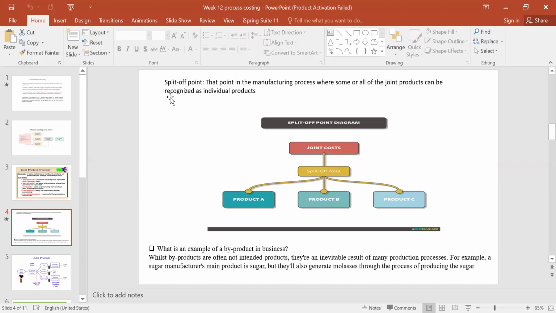For example, you want to make sugar from sugar cane. But other things, the molasses or tar or any other kind of liquid, you will get automatically from the sugar cane. So sugar is the main product, and tar or bitumen is the byproduct from this process.